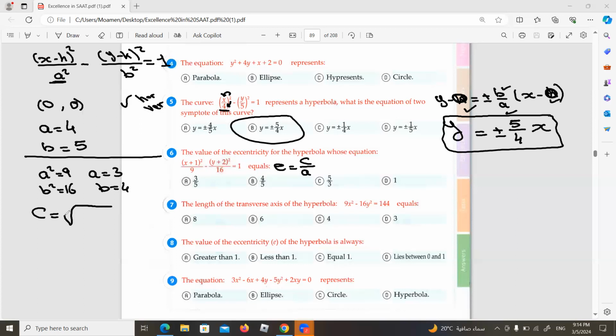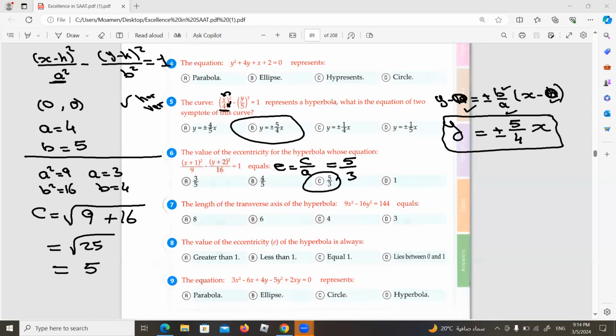And pay attention, it's a plus, not minus. So you have a squared plus b squared, it means 9 and 16, it means 25. It means the square root is 5. So the value of c is 5, and the value of a is 3. So 5 over 3. And as you see, it's greater than 1. Excellent. So some of my dear students got the result, and it's correct.